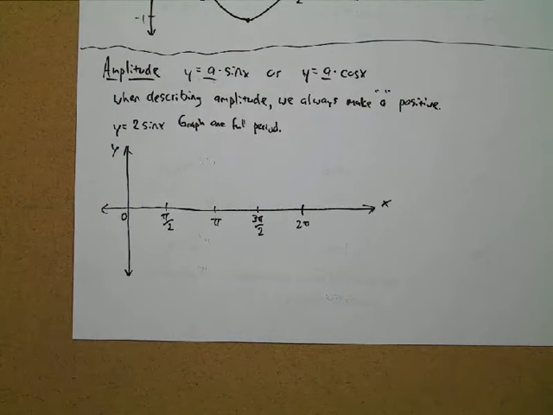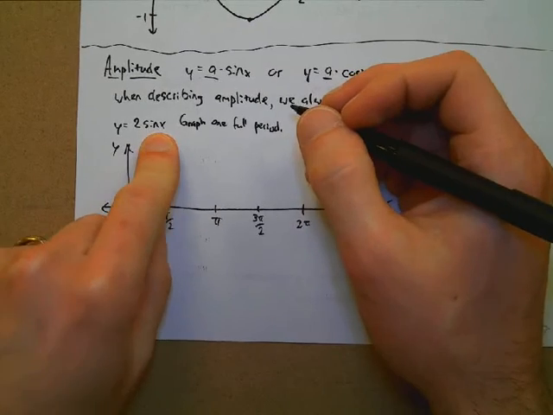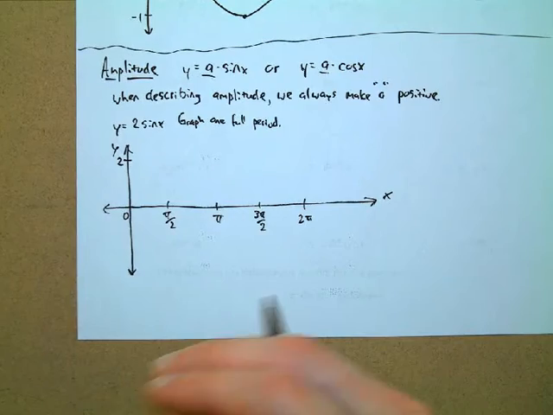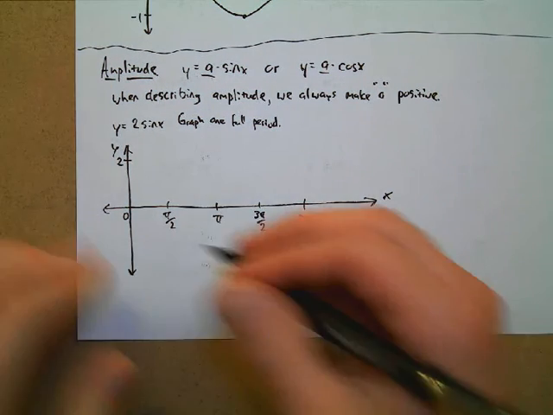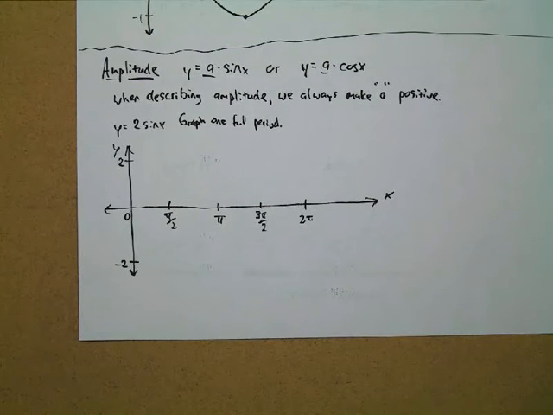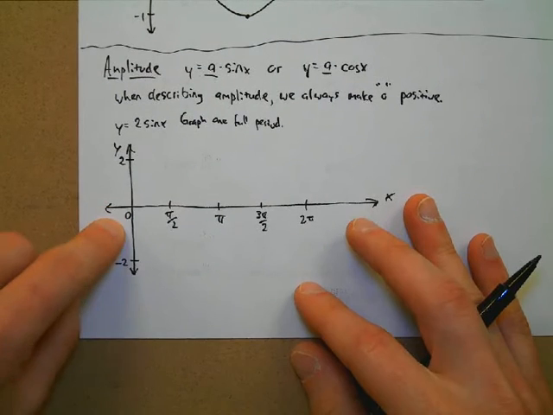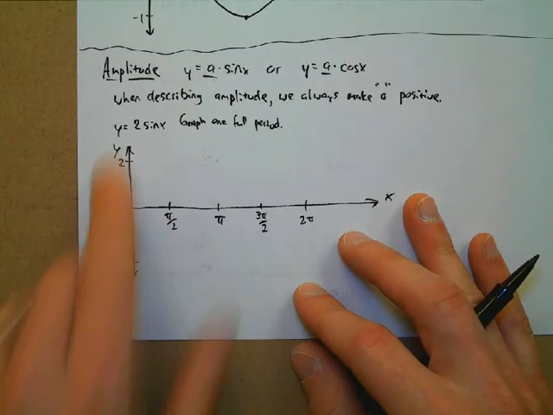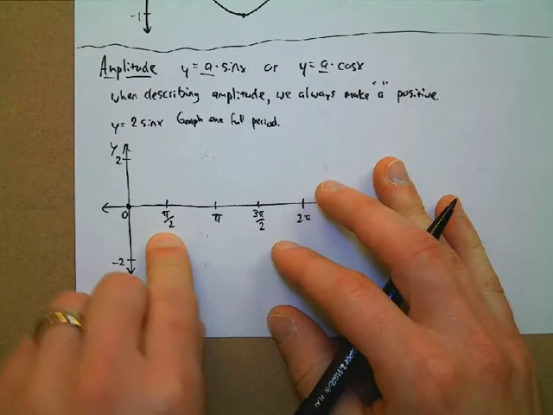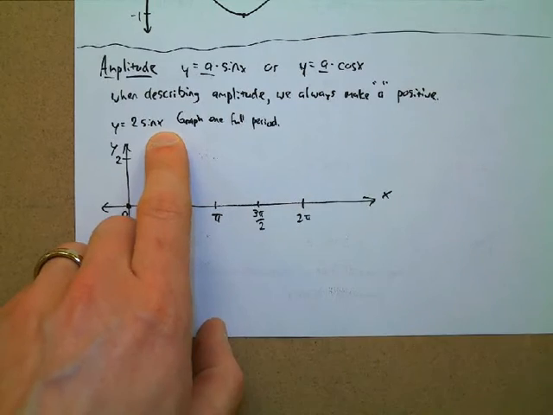Okay? And so we'll graph this. It's going to be the same kind of idea. So again, we just plug in 0. Sine of 0 is 0, times 2 is still 0. Now at pi over 2, sine of pi over 2 is 1, times 2 is going to give us 2. Sine of pi is 0, so times 2 will still be 0. Sine of 3 pi over 2 is -1, but then times 2 will be -2. And then sine of 2 pi is 0, times 2 will still be 0. And so there's our graph.